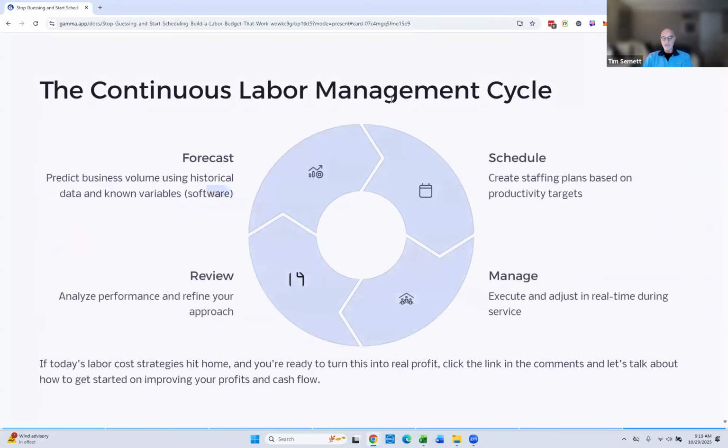So it's a continuous labor management cycle. It starts with forecasting and understanding what you're expecting for next week. You then schedule, creating staffing plans based on productivity targets and the forecast for customer counts and sales, and what you know about how many of your team it takes for each customer count and sales level. Then you're executing and adjusting in real time during service using those shift cards. And then you're reviewing and analyzing the performance with your team to refine your approach.